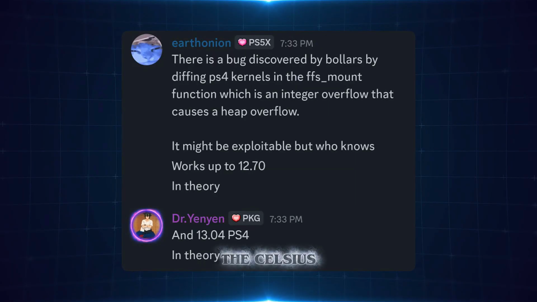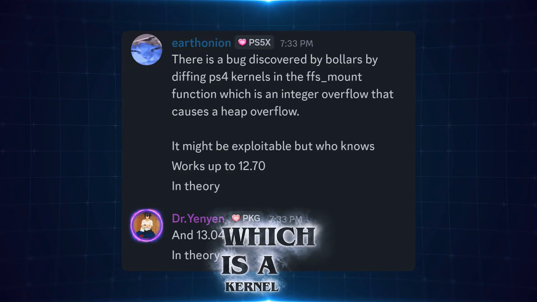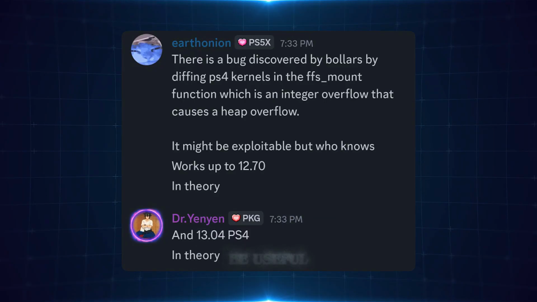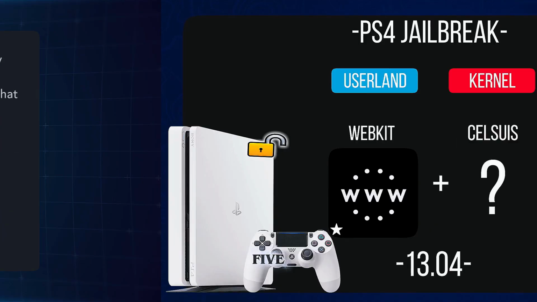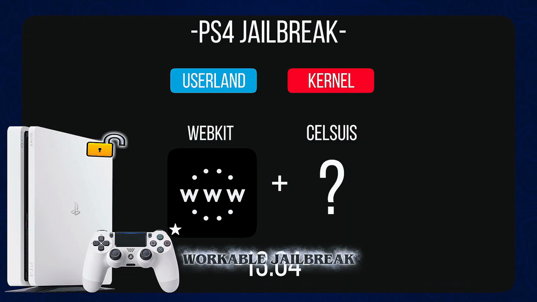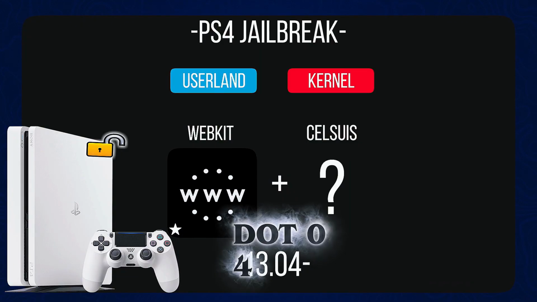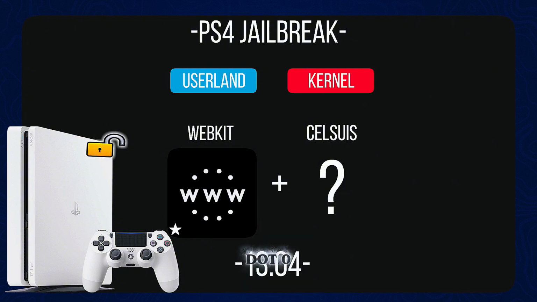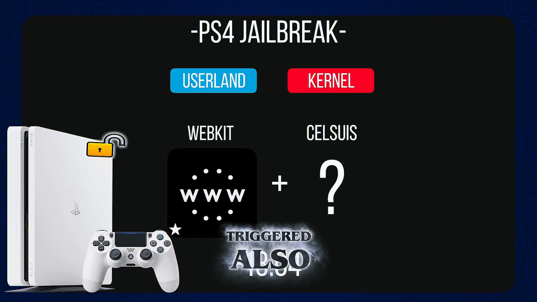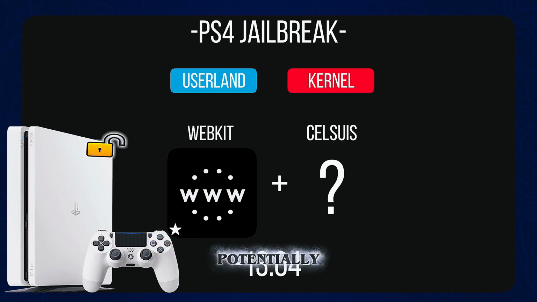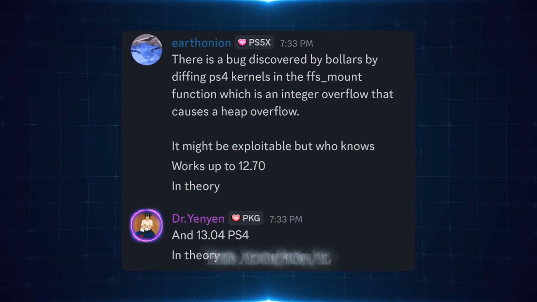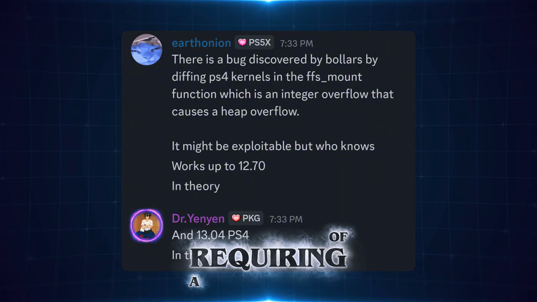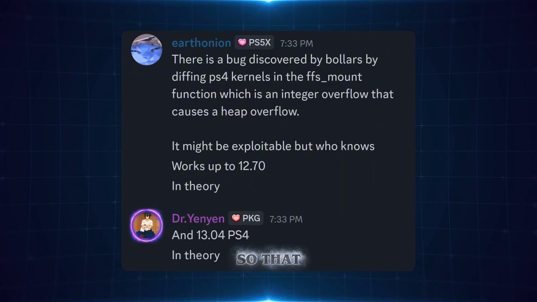And obviously we have the Celsius bug that is being looked into, which is a kernel bug that's been investigated to see if it would be useful to be turned into a new jailbreak for the PS4 and PS5. And if that does get turned into a workable jailbreak, that would work up to firmware 13.04, I believe, on the PS4. So 13.02 and 13.04 could then be triggered also using this WebKit exploit, potentially. But I believe that kernel bug also has the additional requirement of requiring a USB drive in order to trigger it. So that would be an additional requirement for that kernel bug. But that one's still being investigated to see if that's going to be usable or not.